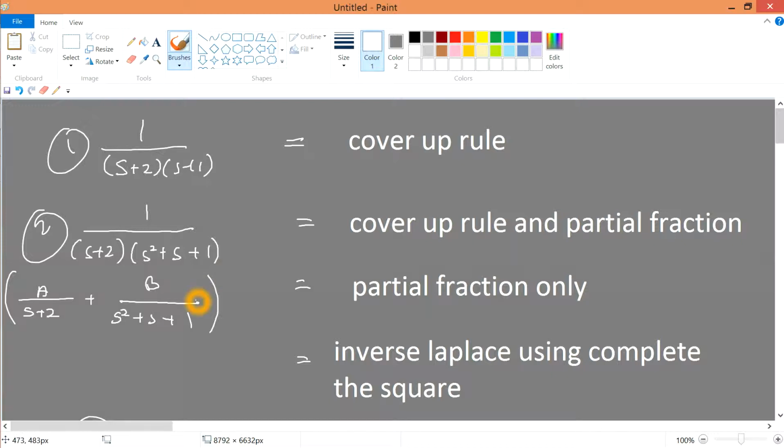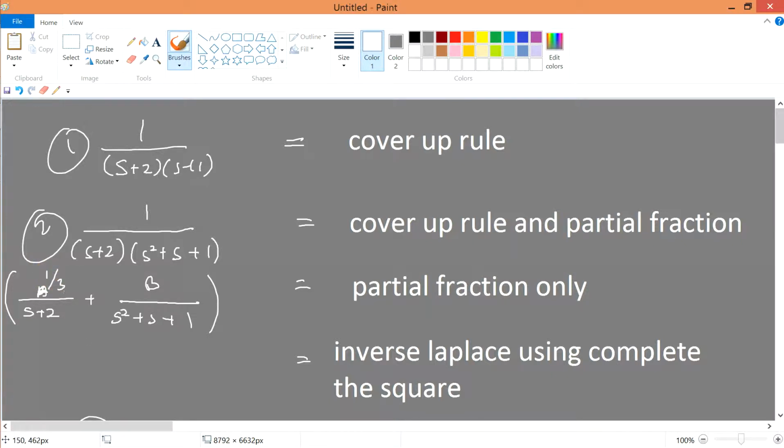I will assume that you already find this very familiar. If you don't know, then please click that link. If I were to solve using the cover-up rule, I will have some value of a. For example, if I use the cover-up rule, the value of a should be, I think, 1/3.